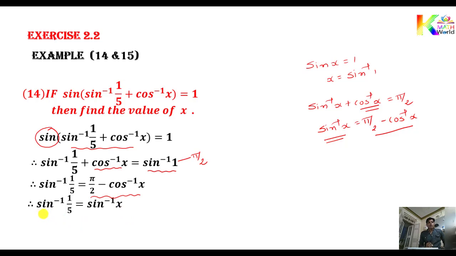Now, every inverse function is one-one as well as onto. As this function is one-one, we get here 1 by 5 equals x. Don't cancel it out. You will see this one-one function in lesson number 1, so we will not discuss any more on that. So you get the answer: x equals 1 by 5. Okay, so this is your answer.